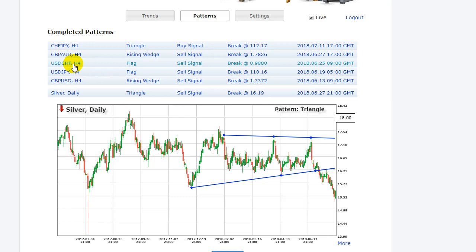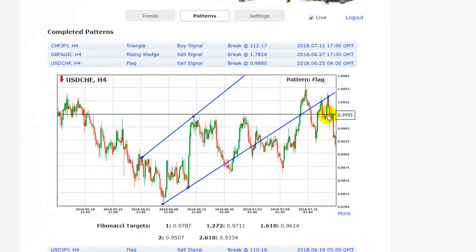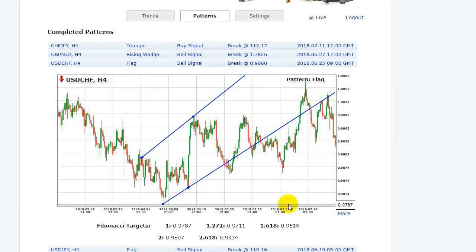United States dollar against the Swissy, 4-hour chart, flag sell signal, a break at 98.80, and this was back on the 25th of June. And where are we here? This is kind of sloppy. Well, again, it is a 4-hour chart, so let's keep that in mind. Let's just go in this area here, so we can see what happened here. This one broke out and slammed back against it.